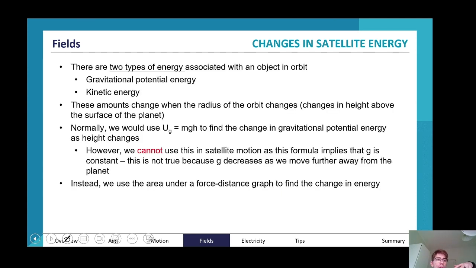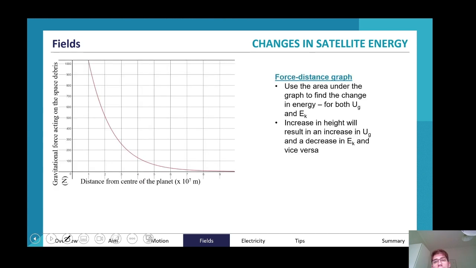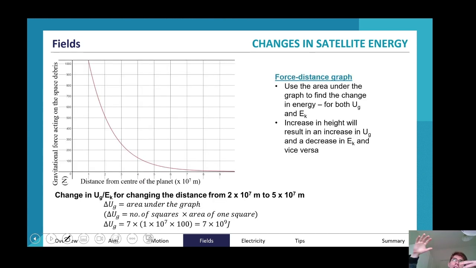Now, obviously, there are two types of energies associated with a satellite going around Earth. The most obvious one is gravitational potential energy, and the other one is kinetic energy. Now, keep in mind, let's say you shoot a rocket into space and then that rocket is coming back, right? Like SpaceX. As the rocket comes back, it's losing gravitational potential energy, but it's gaining kinetic energy.